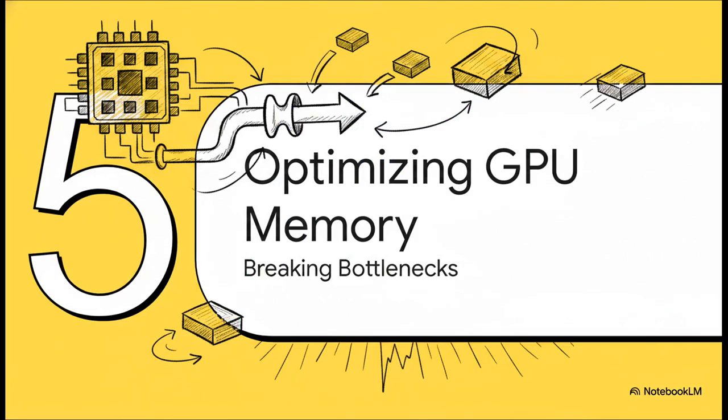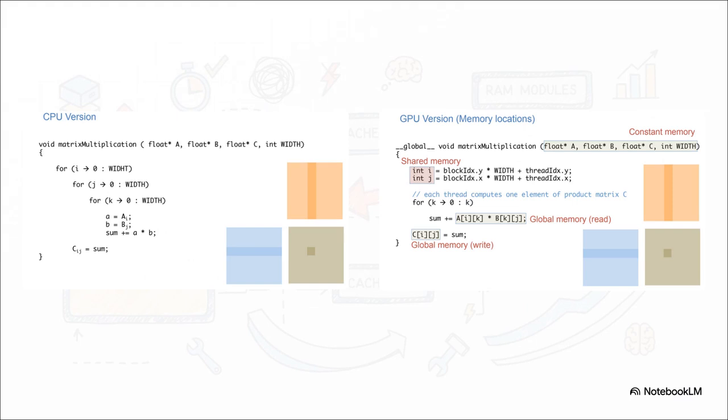Finally, part 5, optimizing GPU memory. How do we break this bottleneck? So if fetching data limits our speed so much, how do programmers beat this memory bottleneck, especially on modern GPUs? Well, by comparing CPU and GPU code for matrix multiplication, we can see a brilliant architectural trick. On a standard CPU, you might just blindly loop through global memory over and over again.